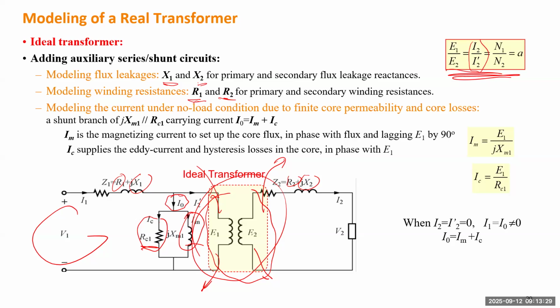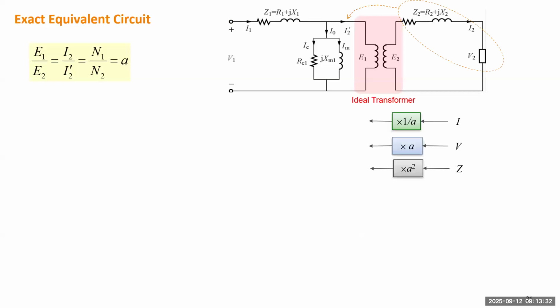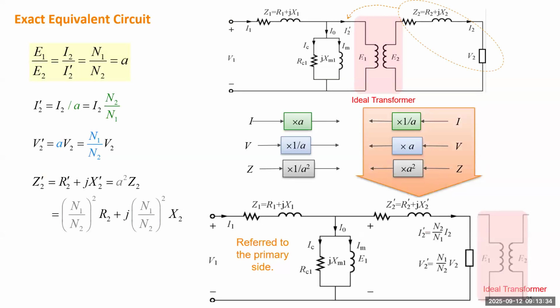So in the next slide, we introduce a transformation. We can transform everything from the secondary side to the primary side. If there's any impedance, current, or voltage, we simply move it over to the primary side, as if the ideal transformer part did not exist at all. We divide the current by the ratio, multiply the voltage by the ratio, and multiply the impedance by the ratio squared. That is the transformation from secondary to primary side.